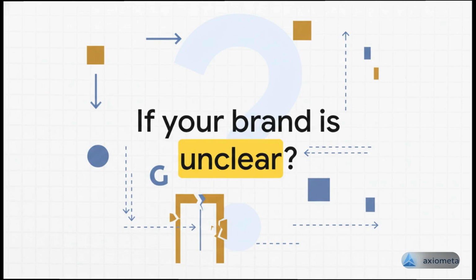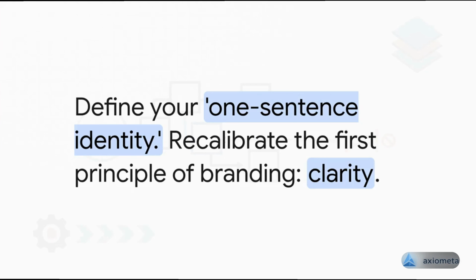And for our last example, let's look at a rule that addresses a malfunction in one of the core components. An unclear brand generates a system error because it degrades the effectiveness of the amplifier. The corrective action is to recalibrate that first principle of branding, clarity. The system forces a return to the foundational task of defining its core identity in one precise sentence.